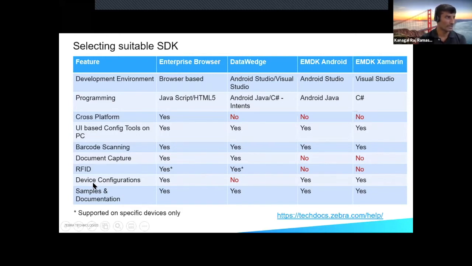If your use case requires developing an app to configure the device, then you can utilize the enterprise browser or EMDK. For all the SDKs, the samples and the documentation are available. If you want to look in detail at how to choose the SDKs, you can go to techtalks.zebra.com/help. That gives the comparison of the different tools and helps you choose the right tool based on your use case.